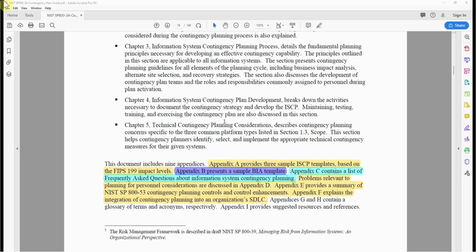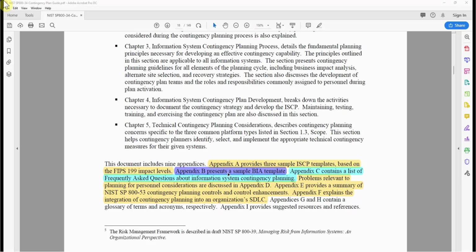This document includes 9 appendices. Appendix A provides 3 sample information system contingency plan templates based on the FIPS 199 impact level. So if your system is a low impact level, there is a template on how you develop your contingency plan. If your system is a moderate impact level, there's a template for you to use to create an information system contingency plan if need be. And likewise, if your system is a high system, there's a template for you if you have any assignment to come up with a contingency plan for your system.